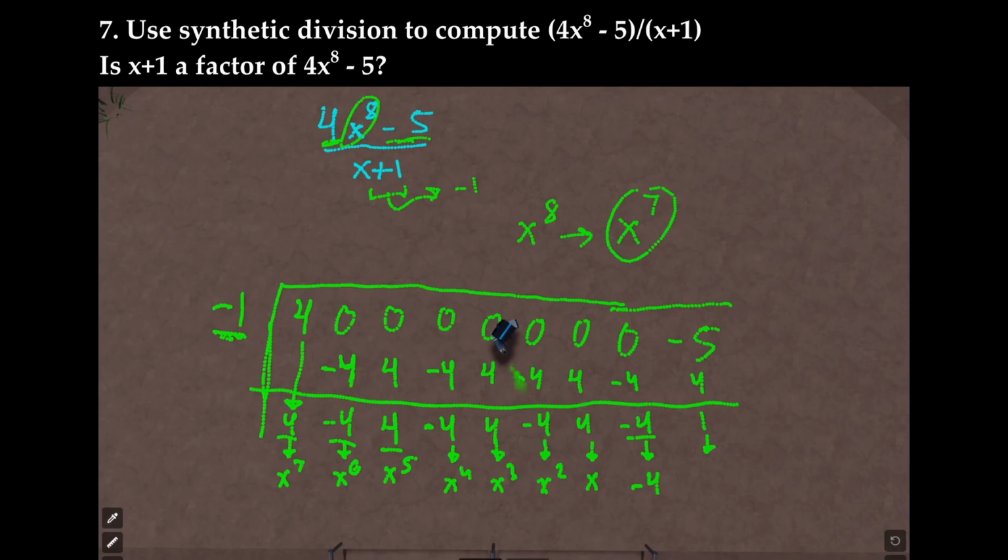And this 1, sorry, I made a mistake. This should be a minus 1 actually. This minus 1 is the remainder. So minus 1 divided by x plus 1, since that was the denominator in the initial problem.